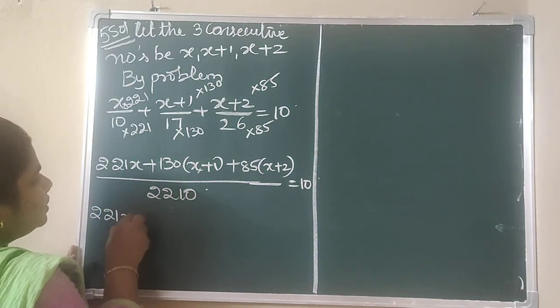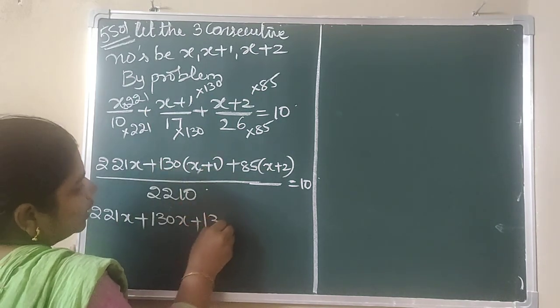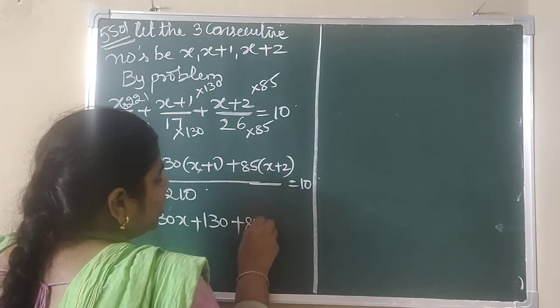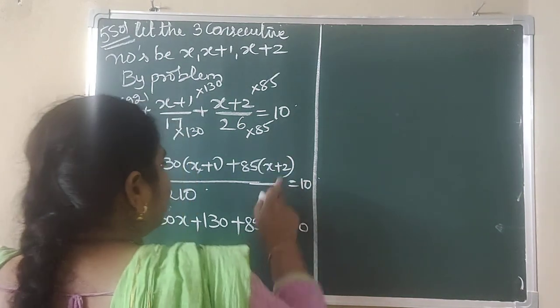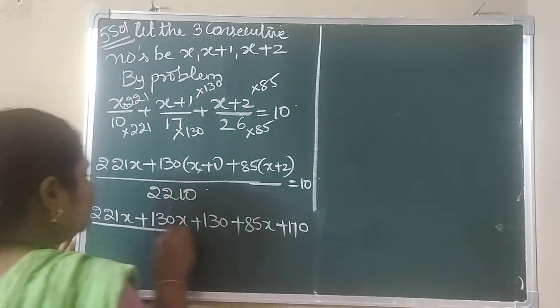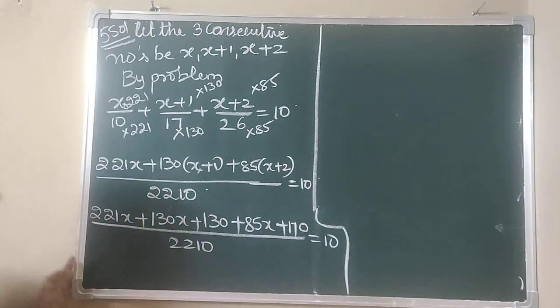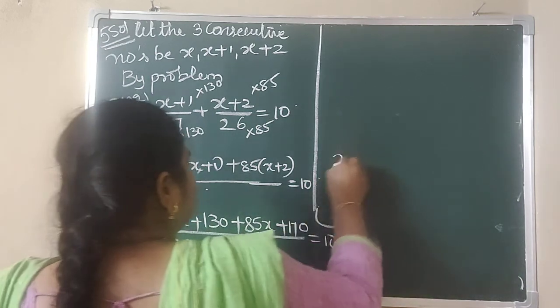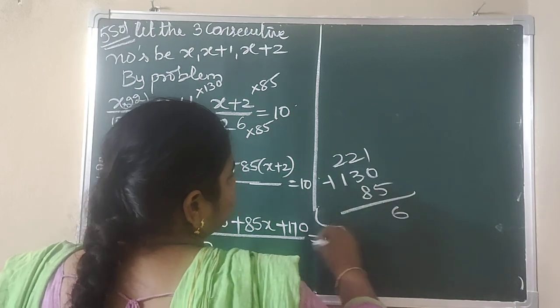So 221x plus 130 into x is 130x, plus 130 into 1 is 130, plus 85 into x is 85x, plus 85 twos are 170, divided by 2210 is equal to 10. Okay. Now add the common x terms, the x variables. So 221 plus 130 plus 85.